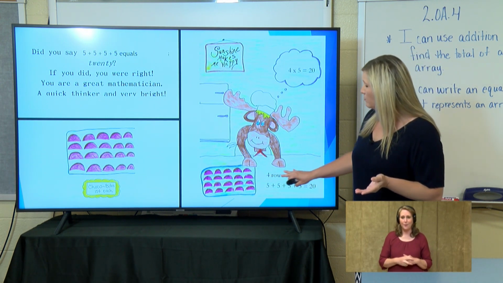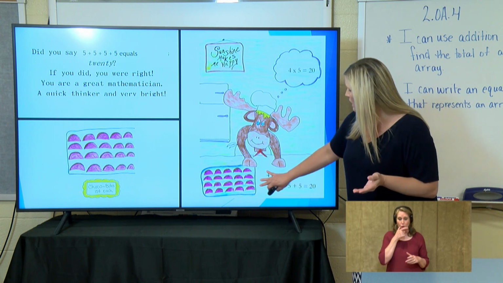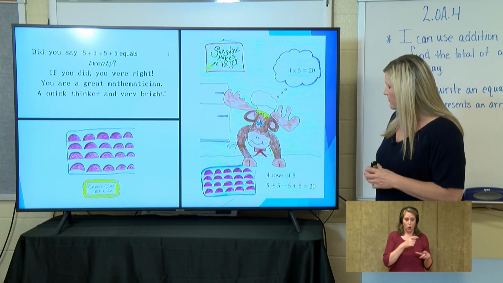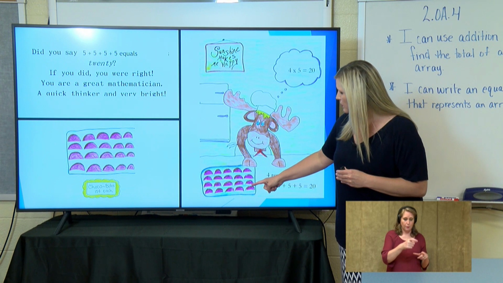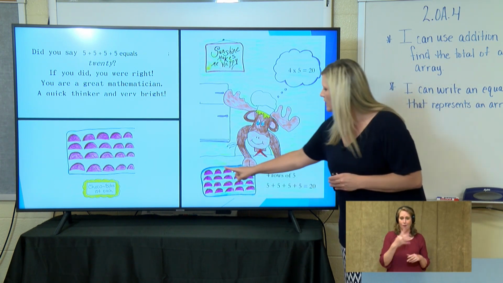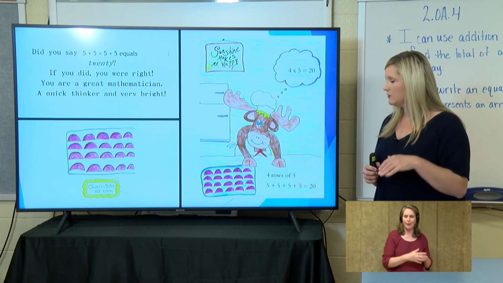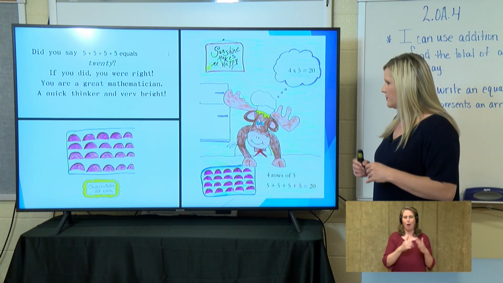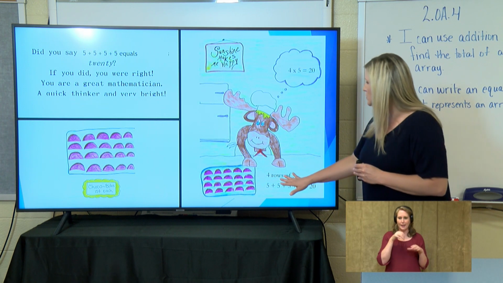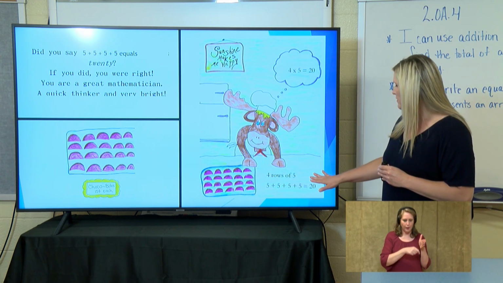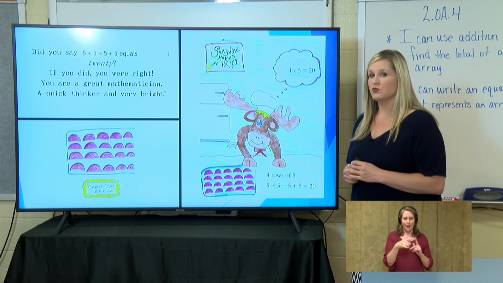So he arranged his cookies into 4 rows of 5. And you can see he has 1, 2, 3, 4 rows. And then there are 1, 2, 3, 4, 5 in each row. So all of his columns and rows are filled up, and he has cookies in each one. So 5 plus 5 plus 5 plus 5 equals 20.